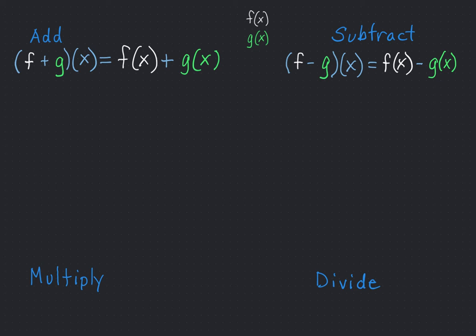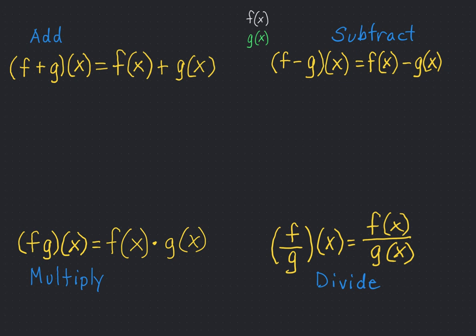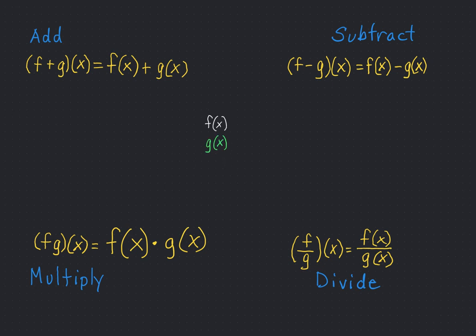Similarly, f minus g of x means take the function f of x and subtract the function g of x from it. When we multiply and when we divide, here's what happens. And in case all of those colors were becoming a little bit distracting, here are all of those equations in monochrome.